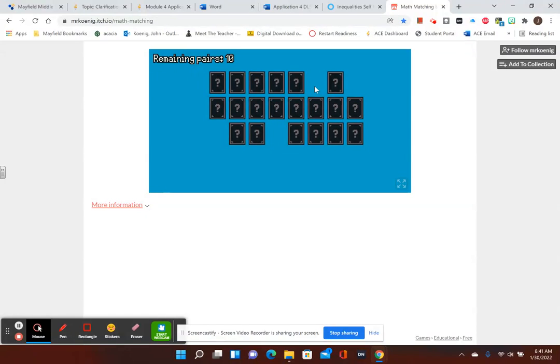The cards will pop up. Hopefully, you're reading through what the inequality is, and then you can look at the different graphs as you play. Once you get through to 0, you can pick to start the game over again. So once you make all the pairs, you can pick to play the game over again.